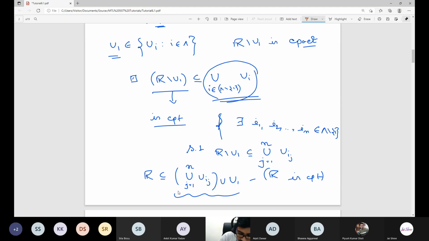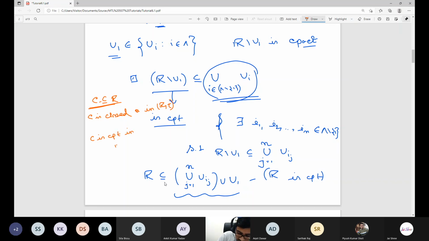Now take C, a subset of R, and suppose C is closed in (R, tau). Then what can we say about this result? A closed subset of a compact set is compact. Yes. So therefore C is compact in (R, tau).